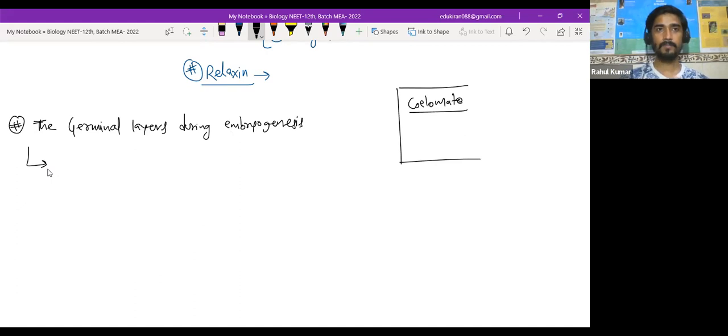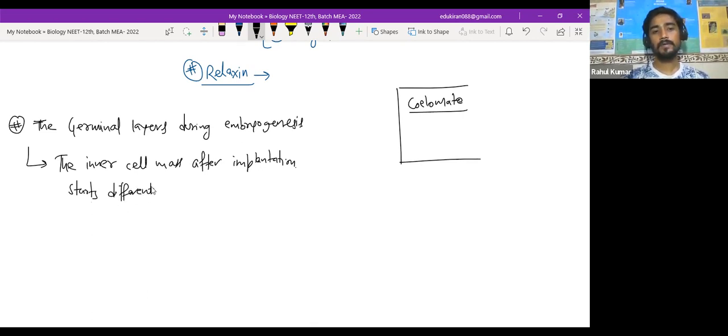The inner cell mass. Remember inner cell mass and trophoblast in a blastocyst? The inner cell mass after implantation starts differentiating into the following layers. The first one is called ectoderm. The word derm comes from dermis or the layer.